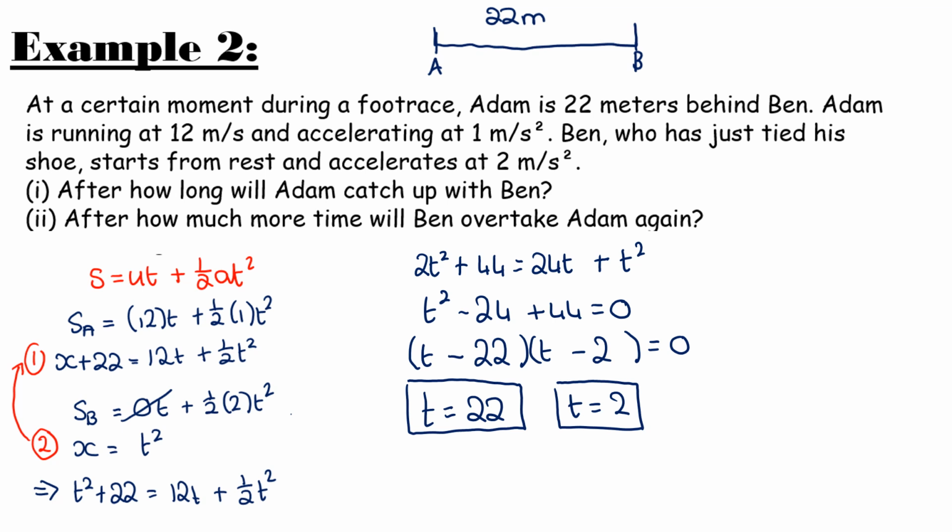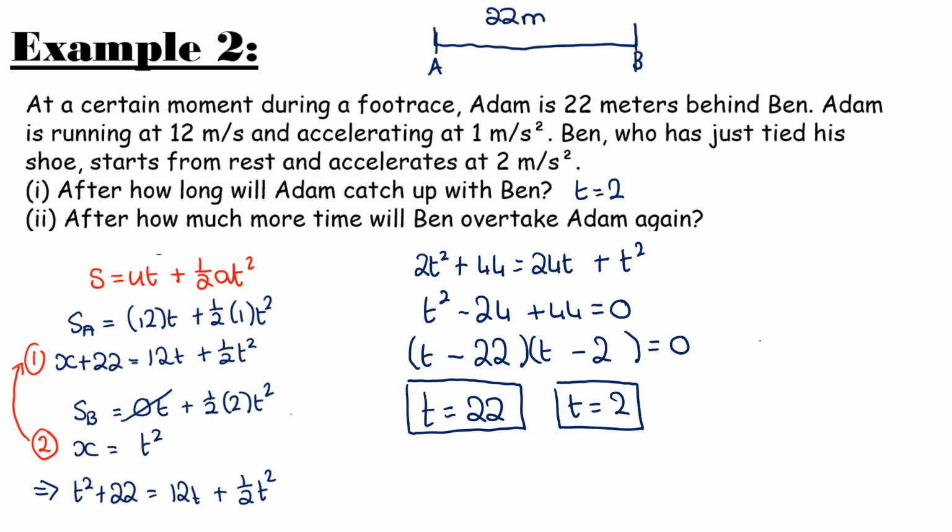So part I asks, after how long will Adam catch up with Ben? So we have 2 possible answers here. Have a think, which do you think it could be? And actually the answer for part I is t equals 2. And the reason is that both of these answers are valid, because what this answers is, when will the distance traveled by Adam be the same as Ben plus 22?